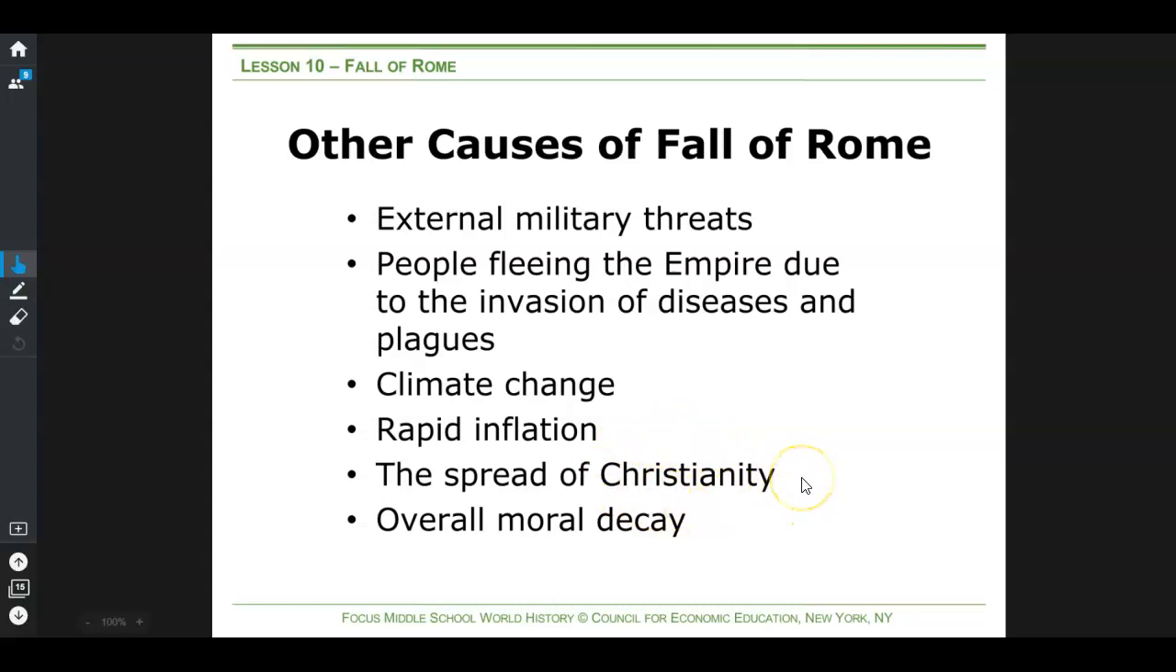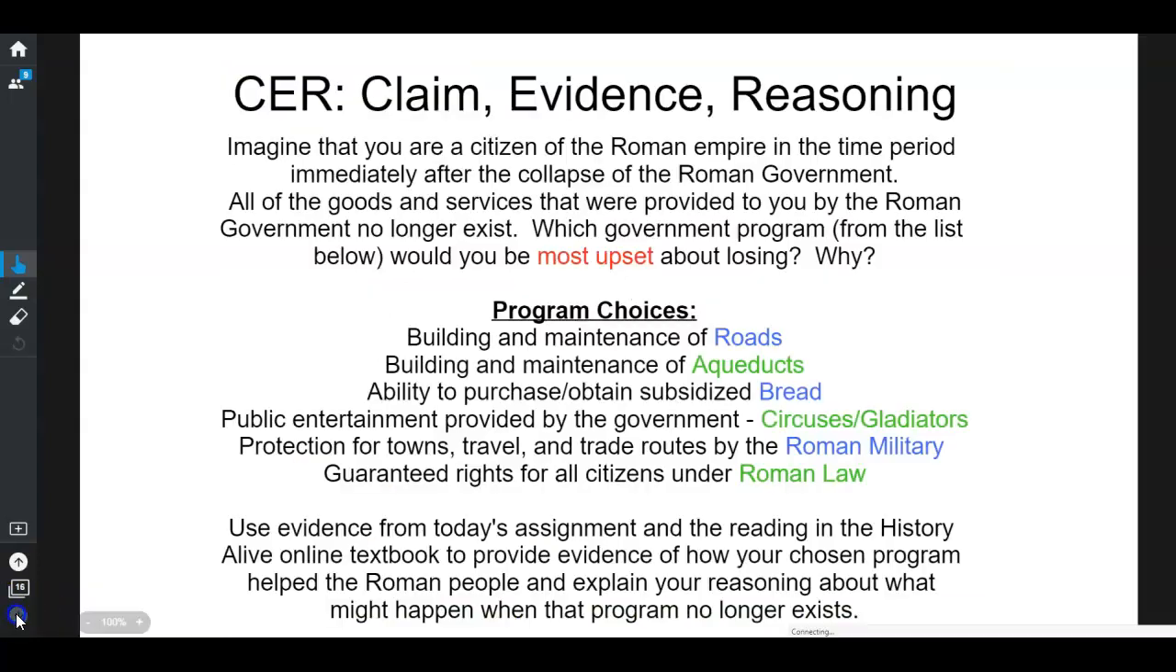You have the spread of Christianity, the Christian religion, throughout Western Europe at this time period. People in the Roman Empire who are converting to Christianity are coming into cultural conflict with the people in the Roman Empire who are still worshiping and believing in the Roman gods. And so you start to have conflicts and issues there. And then overall moral decay, where people are simply not living up to their responsibilities as citizens of the empire.